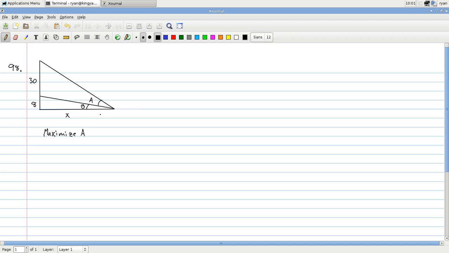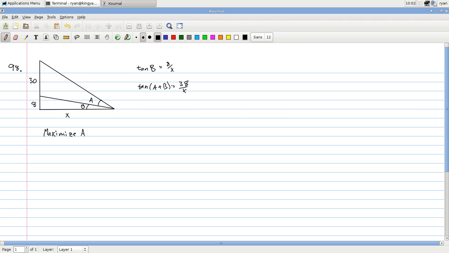So our first goal is to get some relations between the angles and the sides of the triangle. Focusing on this lower triangle, tangent of B is 8 over x. Focusing on the whole big picture, tangent of A plus B is 38 over x. Now, neither of these two equations involve just angle A.